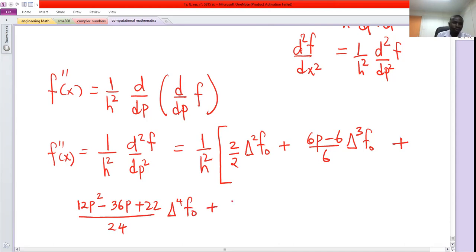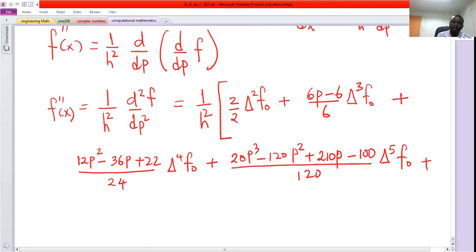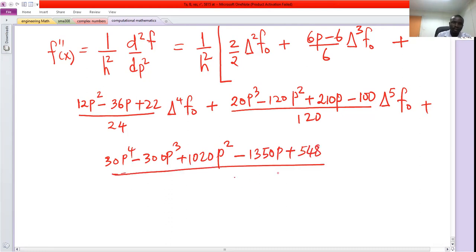plus next term, you have (20p power 3 minus 120p power 2 plus 210p minus 100) divided by 120, fifth forward of f naught, plus our next one will have (30p power 4 minus 300p power 3 plus 1020p power 2 minus 1350p plus 548) divided by 720, is the sixth forward of f naught, plus other several terms.